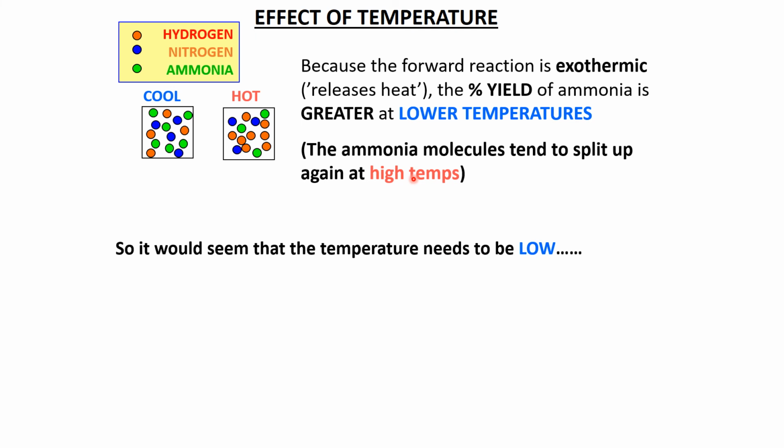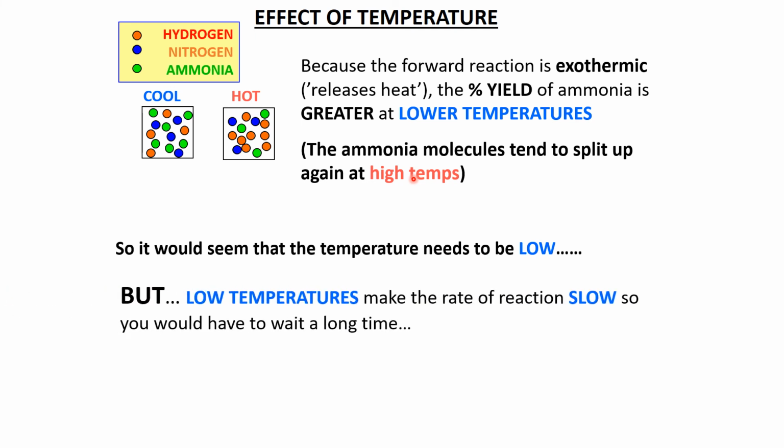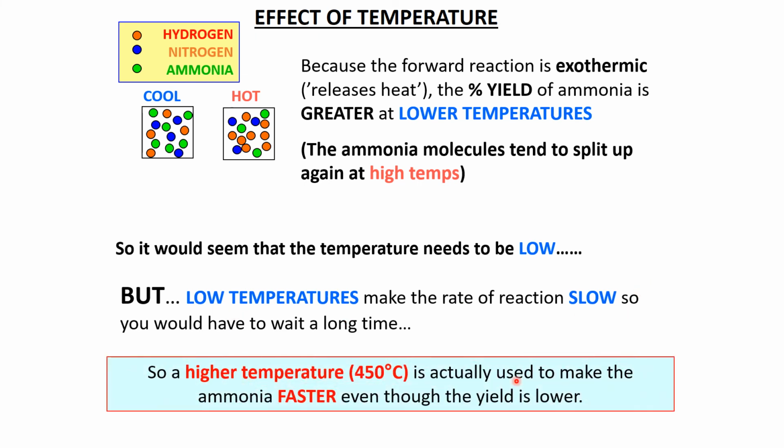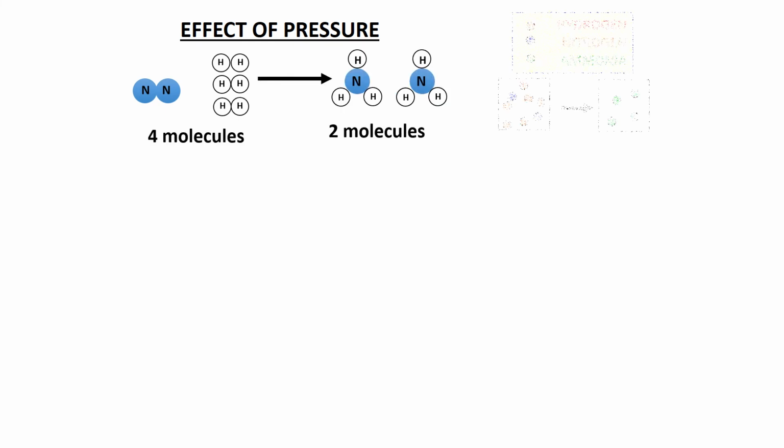So you'd think that you'd want a low temperature, but as we've learned, low temperatures mean the reaction is slow, so you'd have to wait a long time for your ammonia. So a compromise temperature of about 450 degrees C is used to make the ammonia faster, even though that has a detrimental effect on the yield. It's a compromise.